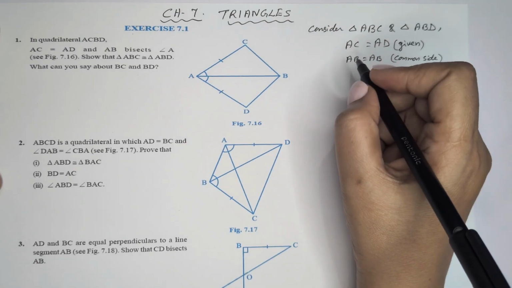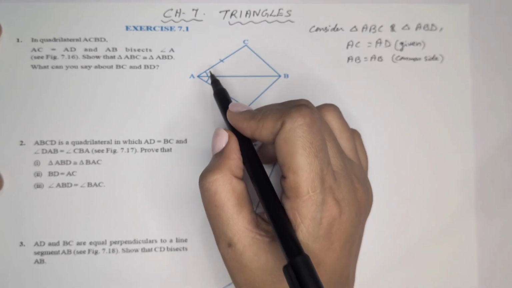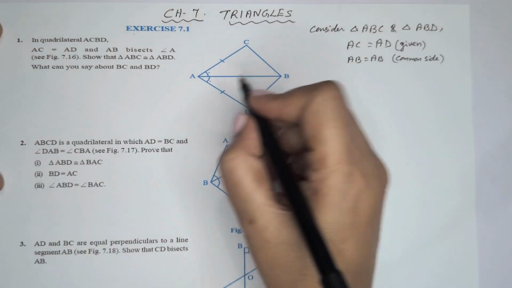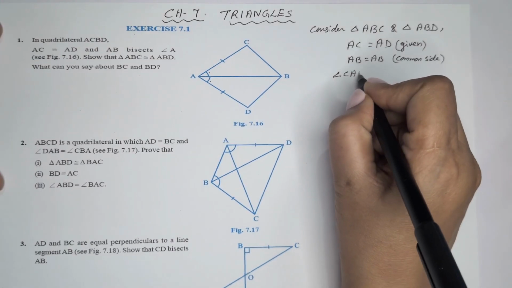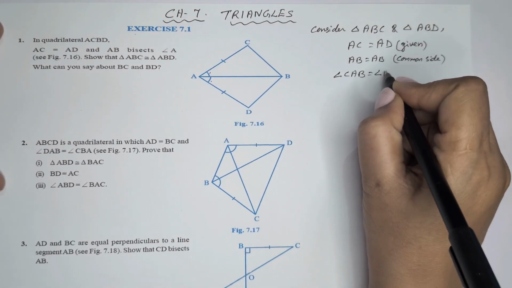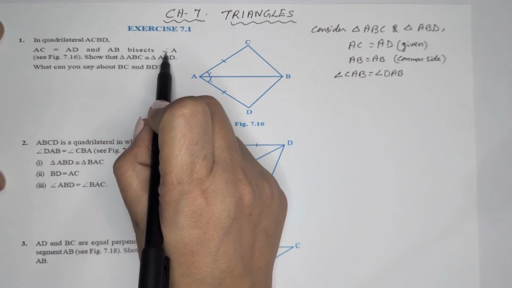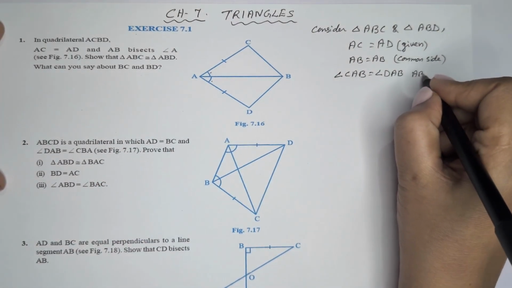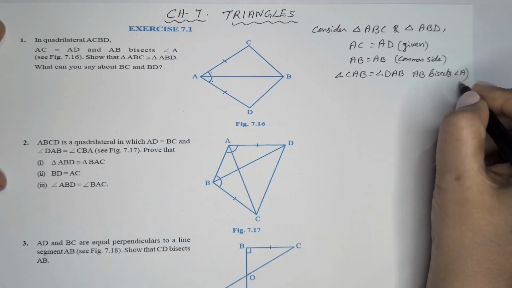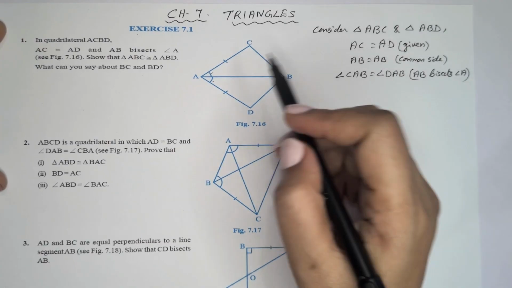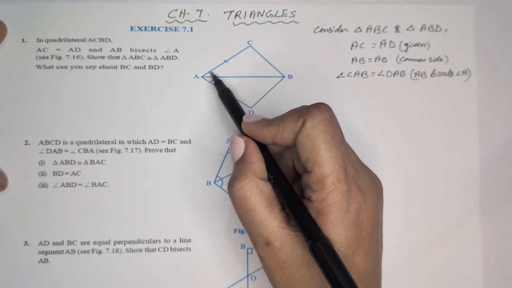And angle CAB is equal to angle DAB. These two angles are equal. The reason is AB bisects angle A, given. Now we got three conditions. AC is equal to AD, AB is common, and these two angles are equal.